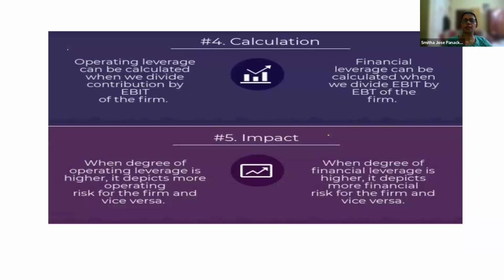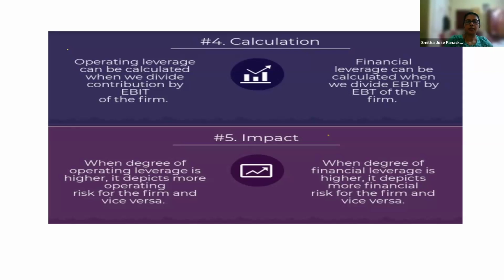How will you calculate operating leverage as well as financial leverage? Operating leverage can be calculated when we divide contribution by EBIT of the firm. Contribution, hope you know what is contribution. Financial leverage can be calculated when we divide EBIT, earnings before interest and tax, by EBT, earnings before tax.